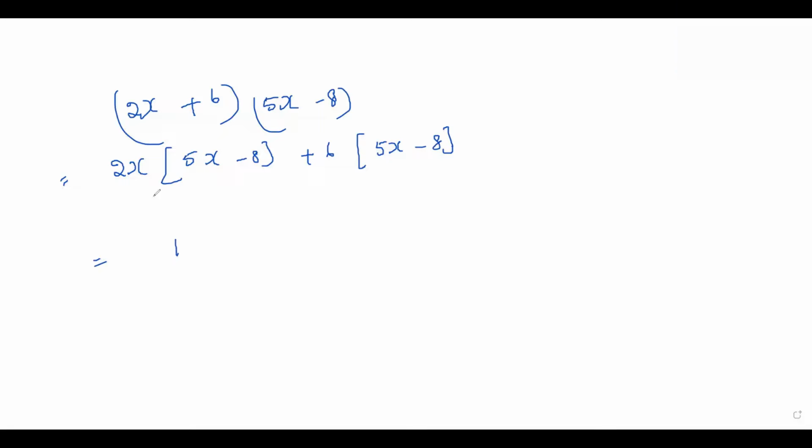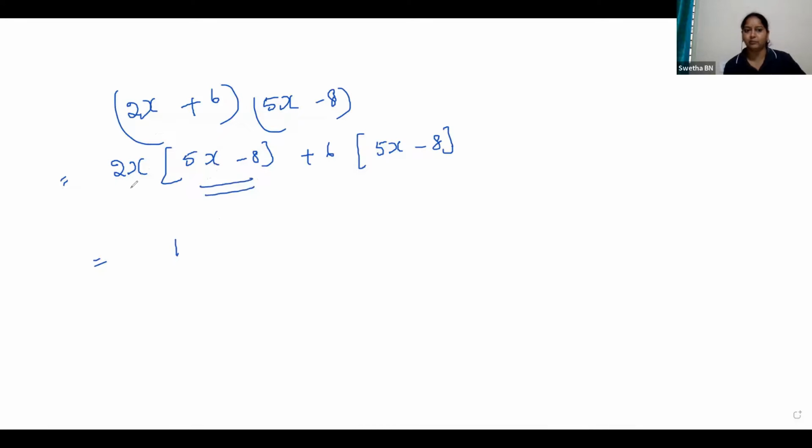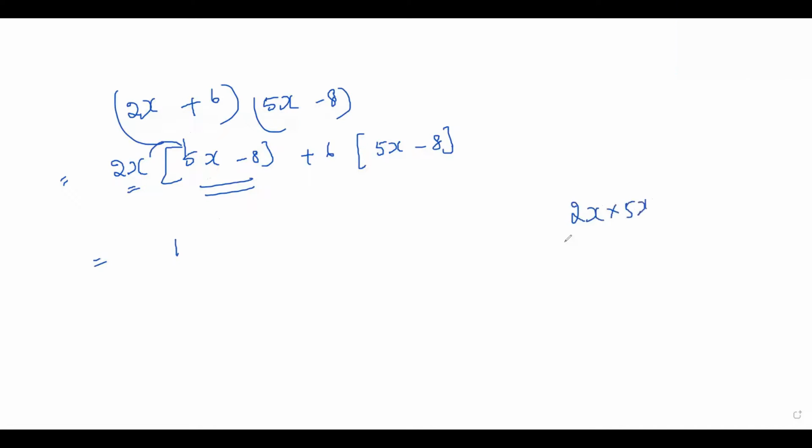Listen, Panchami. 34x minus 48. What is the first term? Here we are multiplying from 2x. Inside the bracket, we have 5x minus 8. We have to multiply by 2x, right? 2x into 5x. What is 2x into 5x? Ma'am, 10x.